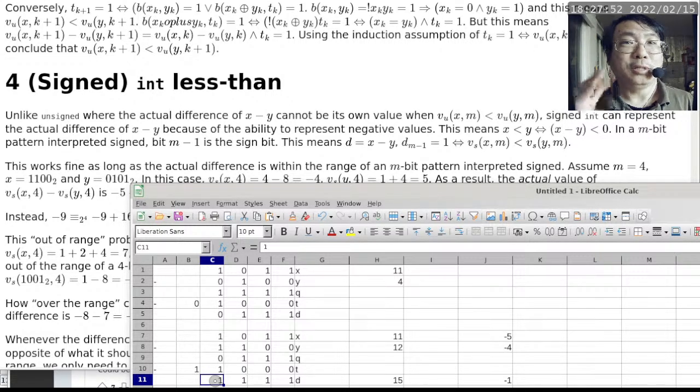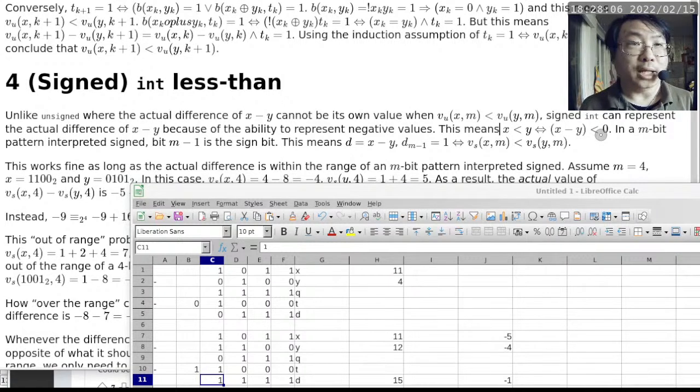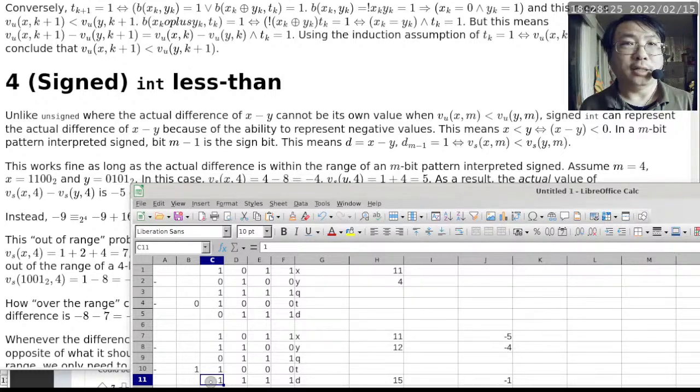So it seems that we can make use of the sign bit of the difference, because now that we can represent negative values, we can just subtract y on both sides. And when d is less than 0, then we know x is less than y. To know whether d is less than 0 or not, we just have to look at the sign bit of d, which is the most significant bit of d, which is what I'm clicking on here. That seems pretty easy. What is the big fuss about? This is actually harder compared to unsigned comparison, right?